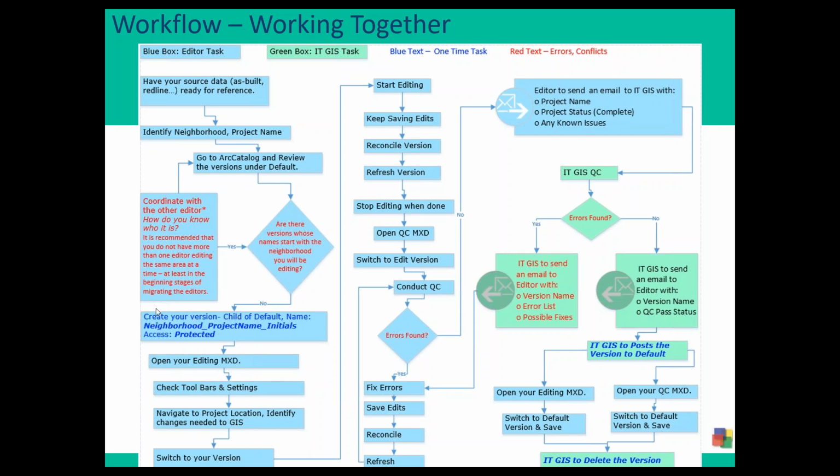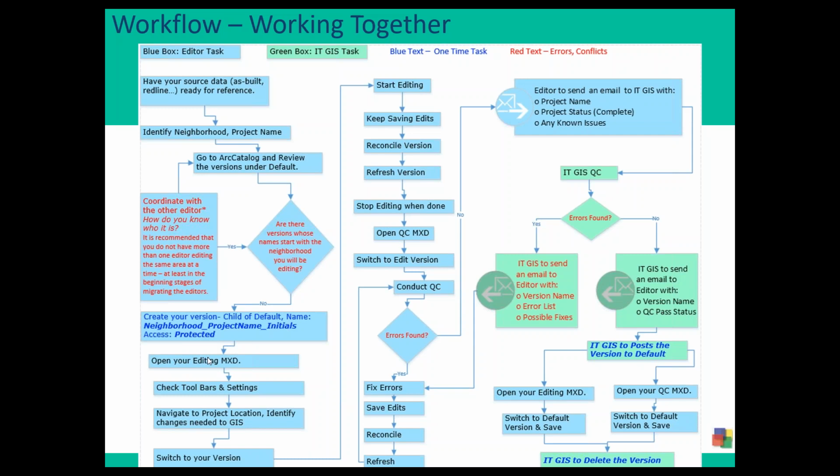So you create, then if everything's clear and nobody else is editing the same neighborhood for the same data sets, you say, okay, go and create your version. It will be created as a child of default with the name neighborhood underscore project name underscore initials, just as you had seen in the example, and the access will be protected level.